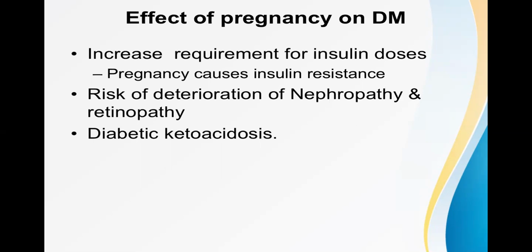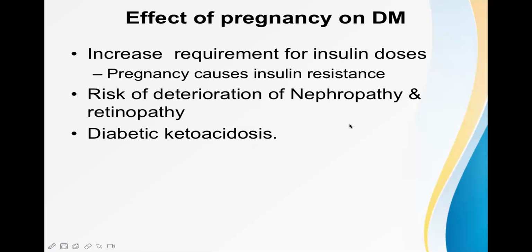The hyperglycemia was already there from the beginning. On top of that, because of this diabetogenic state, this pregnancy state or condition, the risk is further increased. That's why time and again we need to examine for nephropathy or retinopathy. And third, there may be the chance of diabetic ketoacidosis, especially if she is already having type 1 diabetes. So this slide is all about the effect of pregnancy on overt diabetes.